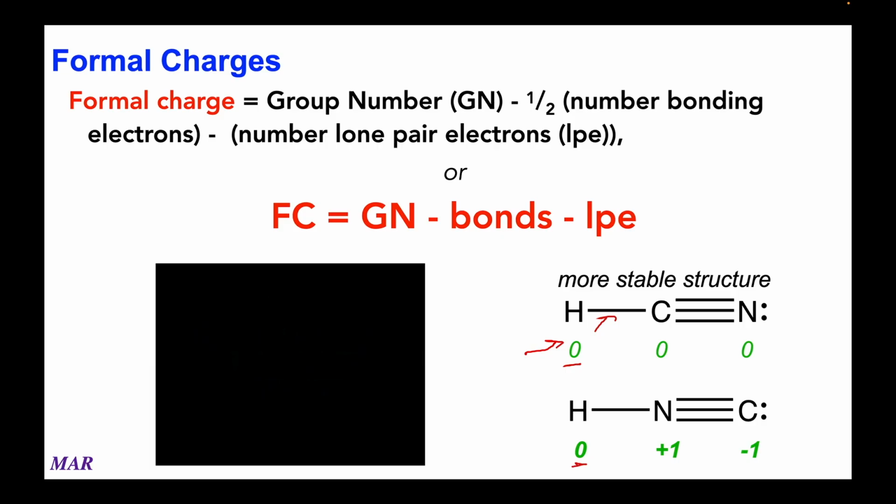No big deal. If you go to the carbon in the hydrogen cyanide, that carbon is a group number 4. It's 4A on the periodic table, so 4.